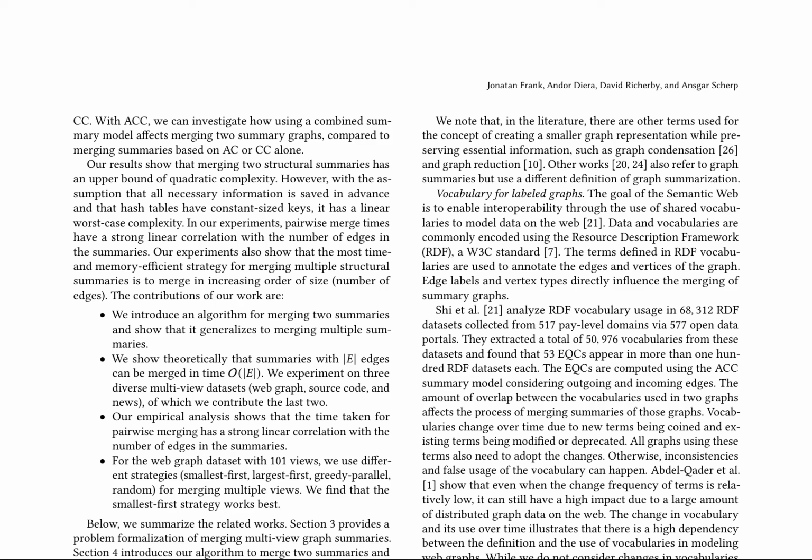The authors demonstrate that merging 2 structural summaries has an upper bound of quadratic complexity, but with assumptions on information storage and hash table keys, it can be achieved in linear worst-case complexity. Experimental results show a strong linear correlation between pairwise merge times and the number of edges in the summaries, indicating that the efficiency of the merging process is directly related to the size of the graphs involved.